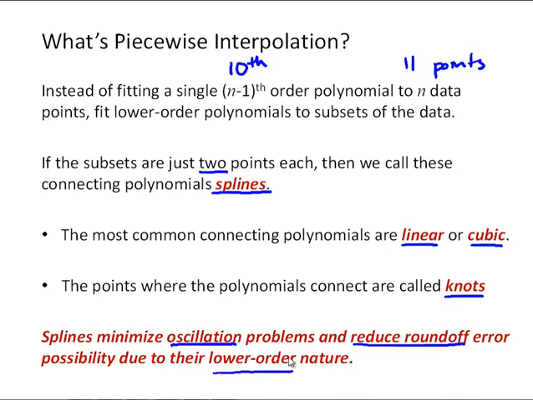If you recall from our earlier discussion of polynomials, as we increase the order of the polynomial, we increase the round-off error problems and we increase oscillations near the end of our data set. If we just keep those polynomials lower order, like cubic, for example, we can avoid those problems.